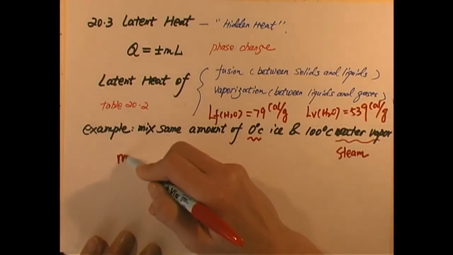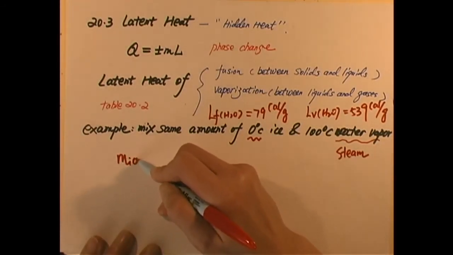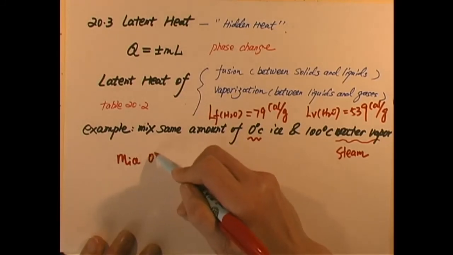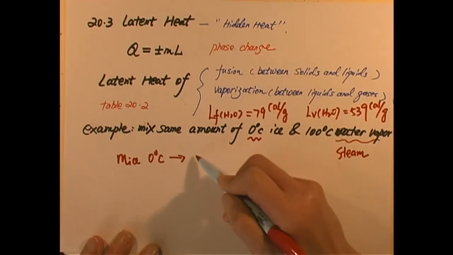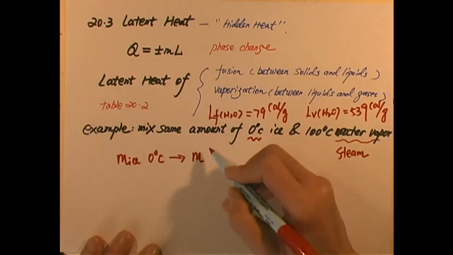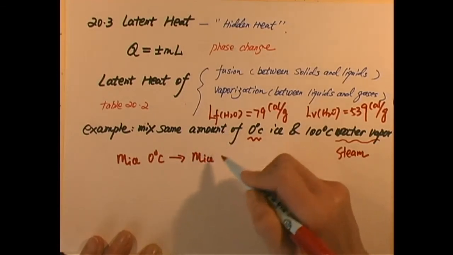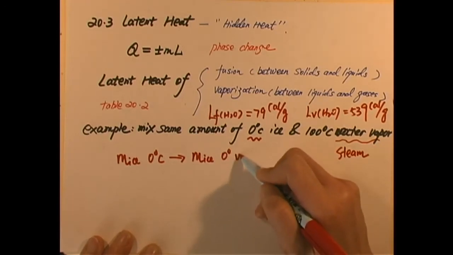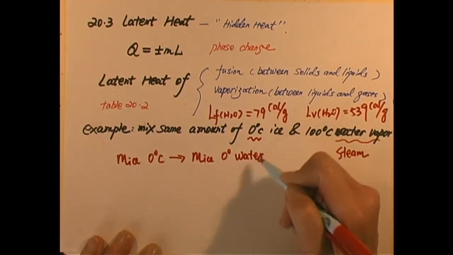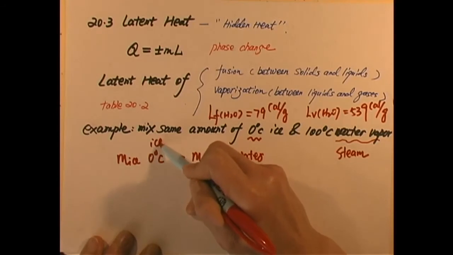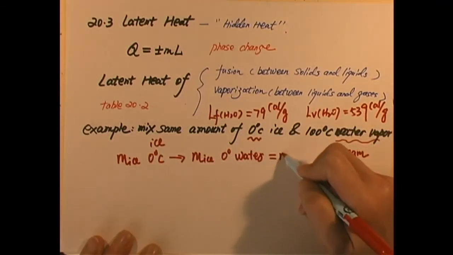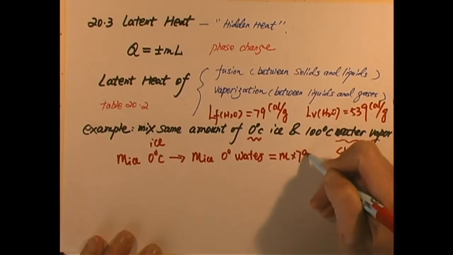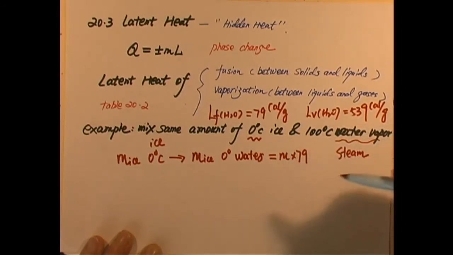Say m grams of ice, which is 0 degrees Celsius, and let it melt and become, well, the mass will still be the same. We're still marking it as m, but it's 0 degrees water. We let it melt. So right now, this is ice, goes to water. Then how much heat is needed? So that is mass times latent heat of fusion, because every 1 gram needs this much.